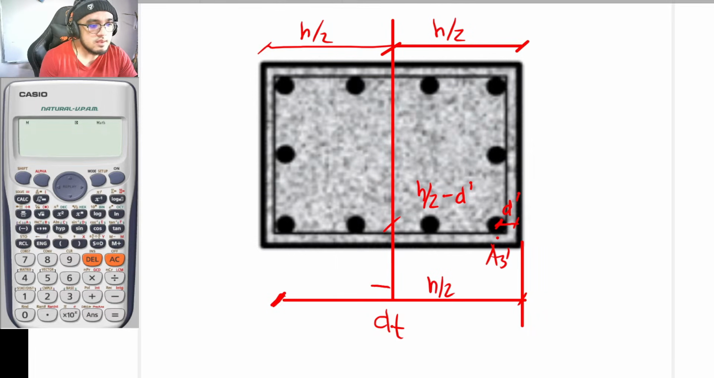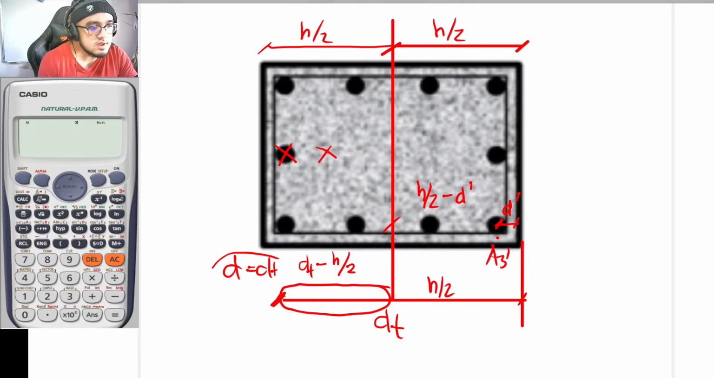So for you to get this lever arm, that is once again d minus h over 2, or dt. Depending, if it is only one layer, that is basically just d. But if it would be having two layers, that should be dt. Because when it has two layers, the value for your d is to be the centroid. And if it is one layer, your centroid is exactly dt. So d is equal to dt if it is to be one layer.